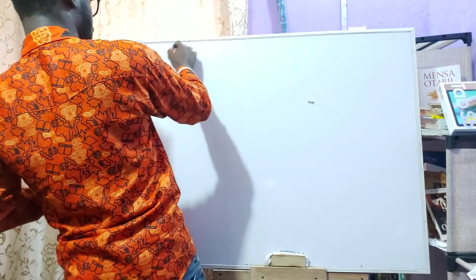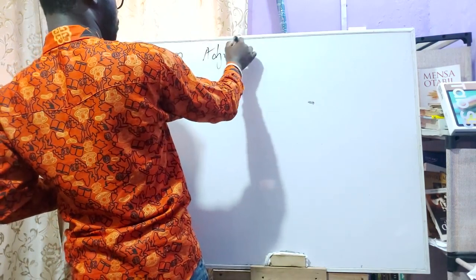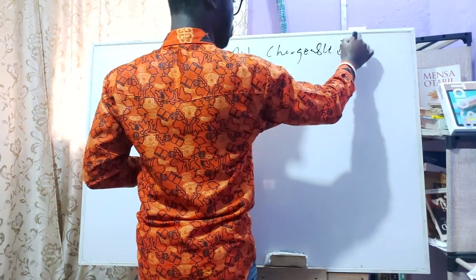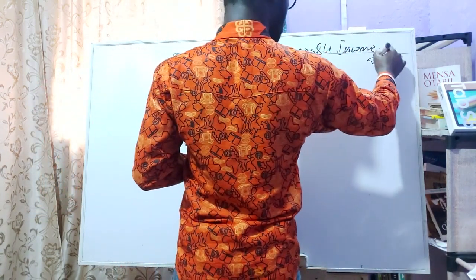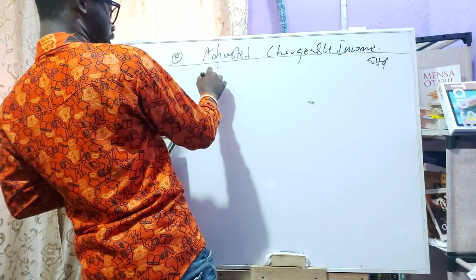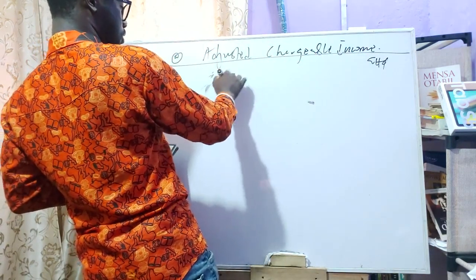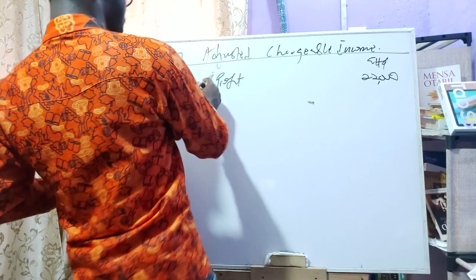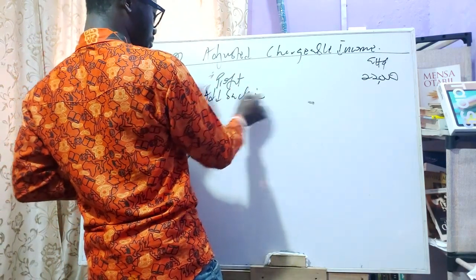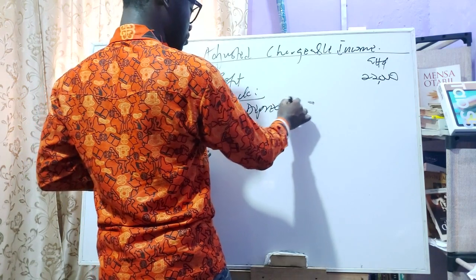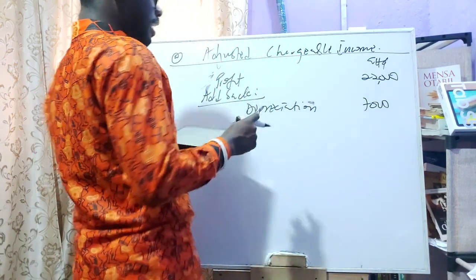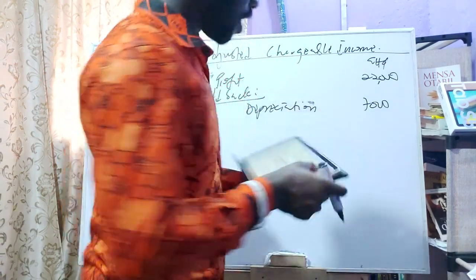So A, adjusted chargeable income. Let's see how it goes. I'm going to have my cash column here. So net profit before tax, that's 22,000, right? So we're going to be adding back the depreciation like you already know. The depreciation for the year was 7,000. We added that back. Then there was general bad debt of 1,500.